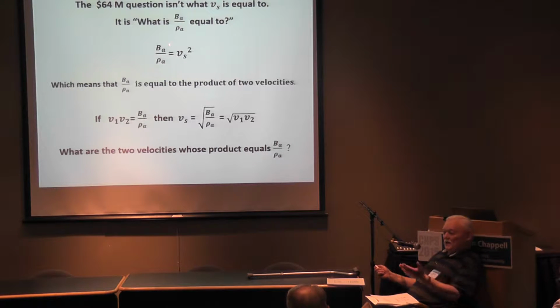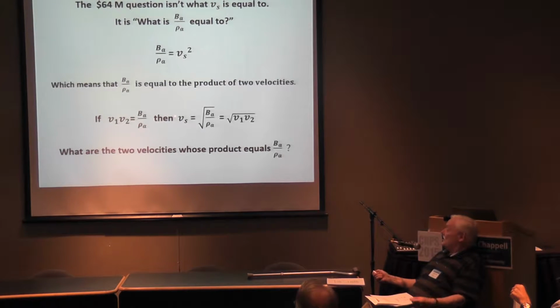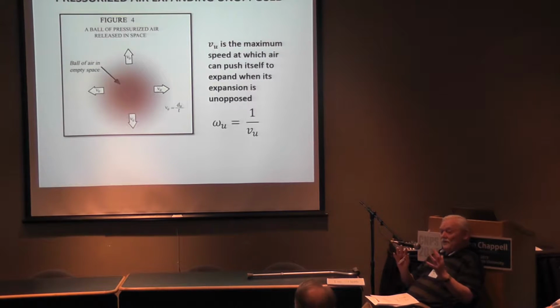But if you step back from that implicit assumption, you can say, well, actually, any two velocities whose product is equal to the value of the bulk modulus over the density of air satisfies that requirement and would make the speed of sound, which is equal to that, equal to the square root of two velocities working in some way together. What might those velocities be? Well, let's take the fact that we have a pressurized domain in air, which is the sound wave, and a less pressurized domain of air around it, which is the ambient air.